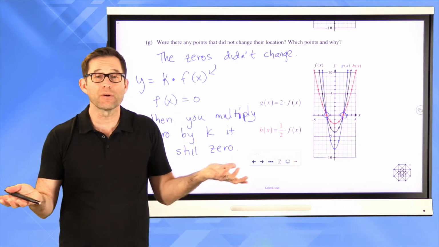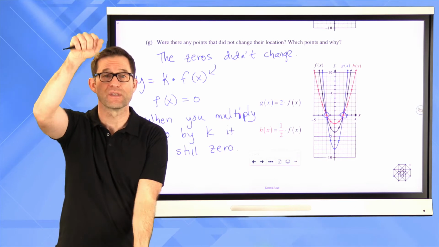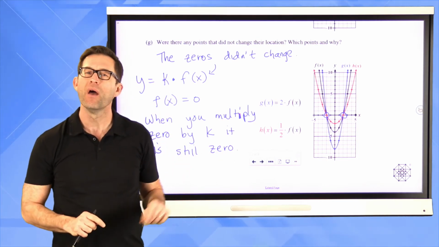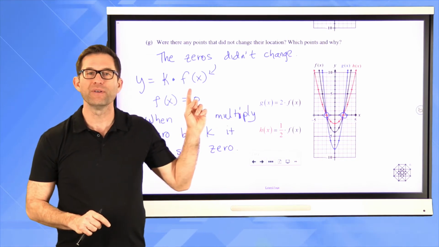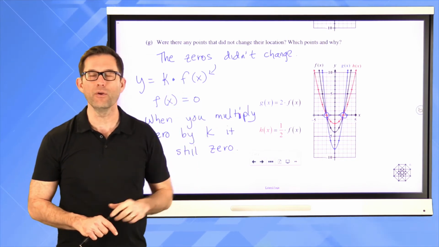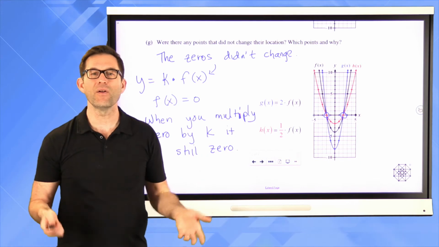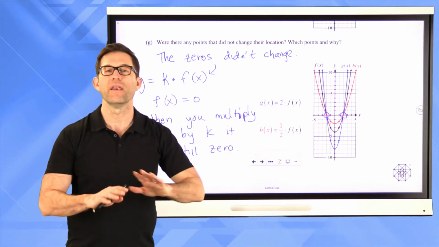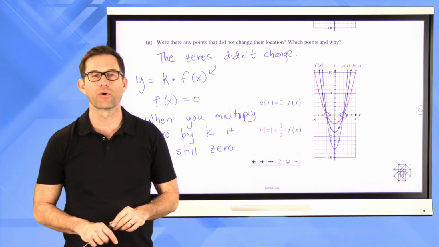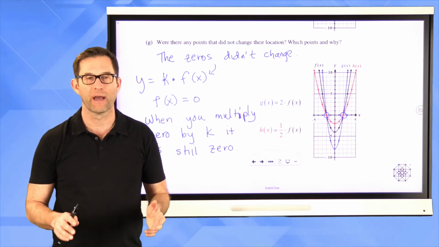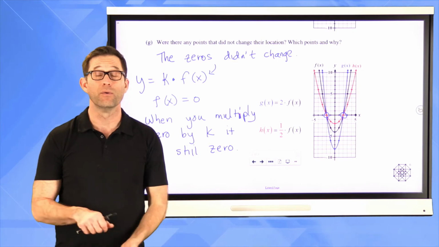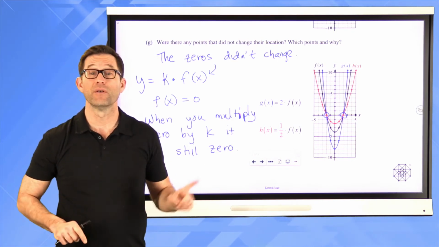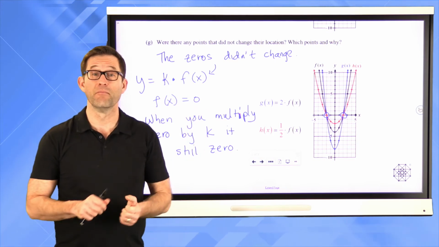If that number is larger than 1, well, then it stretches the thing. If it's between 0 and 1, it compresses it, and we'll talk about all that in a moment. On the other hand, if the output is equal to 0, it doesn't matter what you multiply it by, it's still going to be 0. So the zeros of a function never ever change under a vertical compression or stretch, okay? They certainly do when you vertically shift a function, but they don't when you simply multiply it by something.